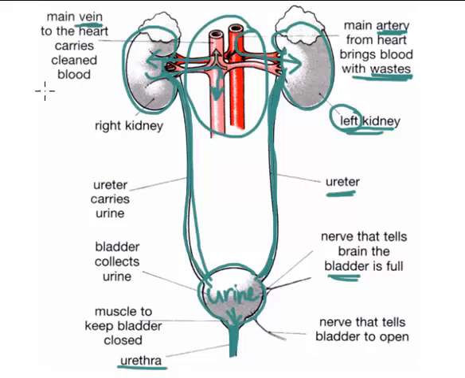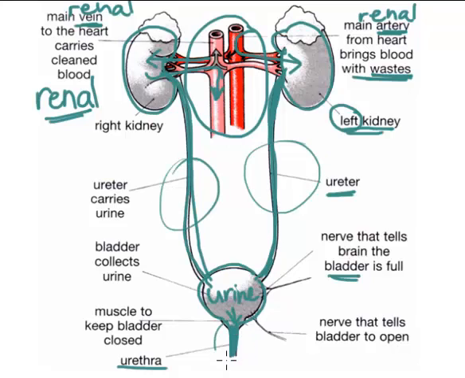We call the arteries and veins associated with kidneys the renal vessels. So this main artery would be the renal artery, and the main vein is the renal vein. And that is the basic overall structure of the kidneys and associated tubes and the bladder, which is a storage organ.